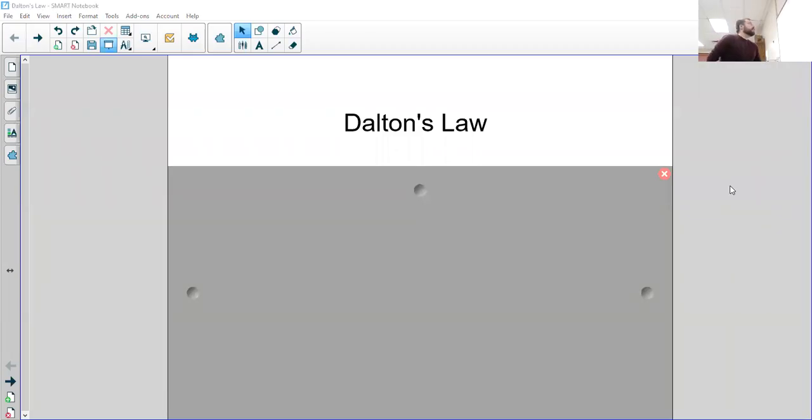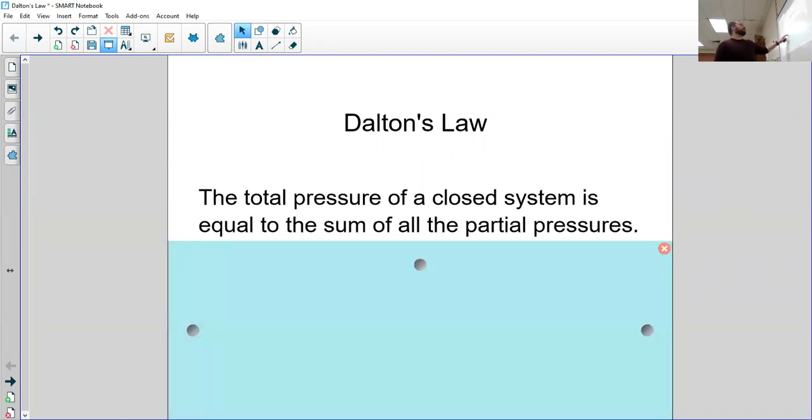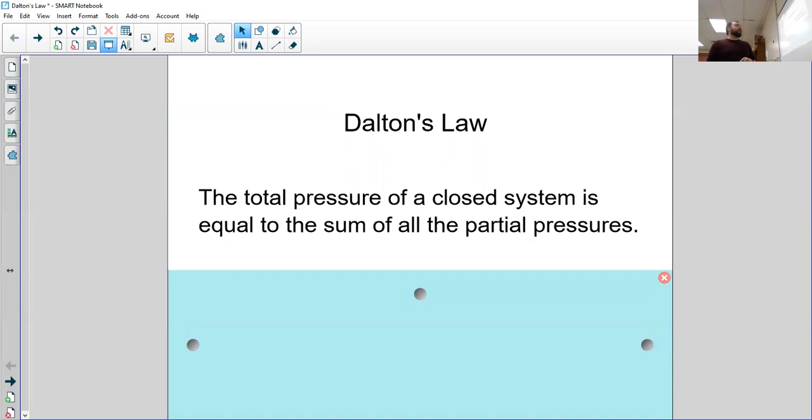All right, ladies and gentlemen, today we're going to be going over another gas law called Dalton's law. What Dalton's law states is the total pressure of a closed system is equal to the sum of all the partial pressures. So all the partial pressures of the gases in that closed system, the sum of those is equal to the total pressure.